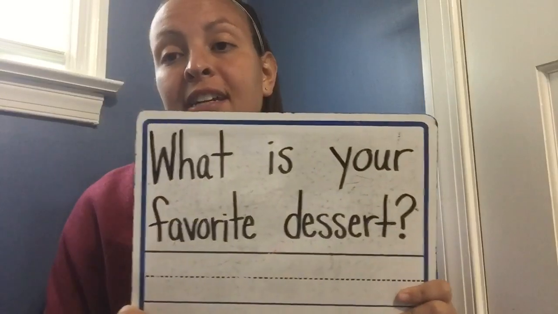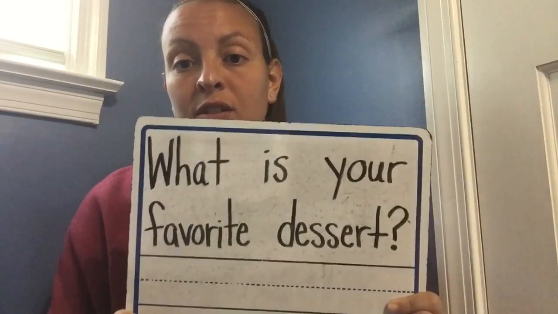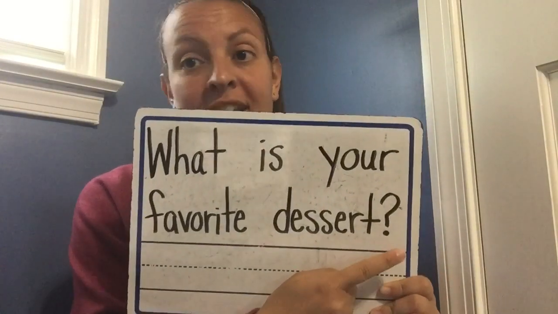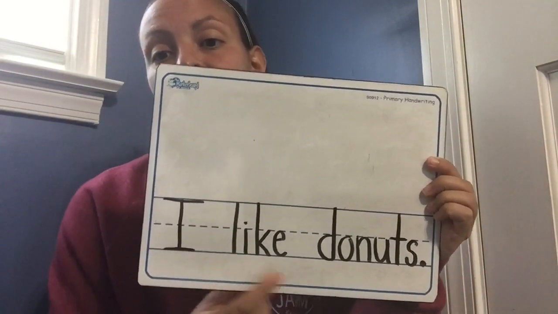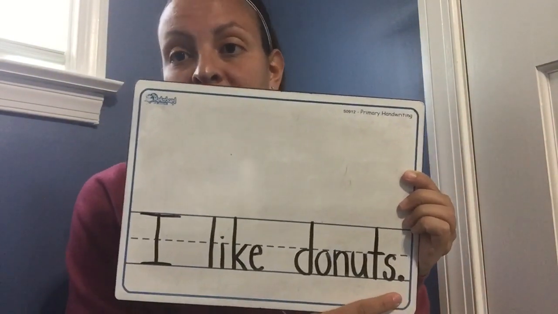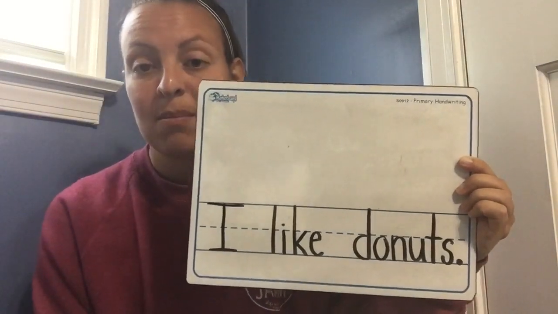I'll give you an example of my one question sentence and my one telling sentence. My question sentence is, what is your favorite dessert? And I put a question mark at the end because I'm asking a question. And my telling sentence is, I like donuts, with a period at the end because I'm telling you something.